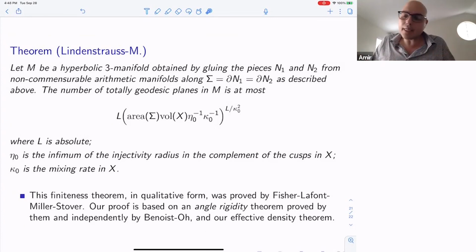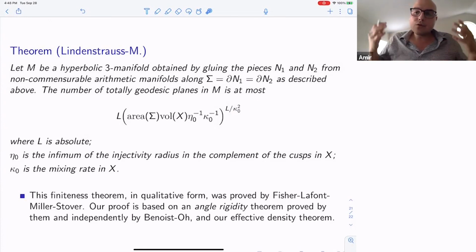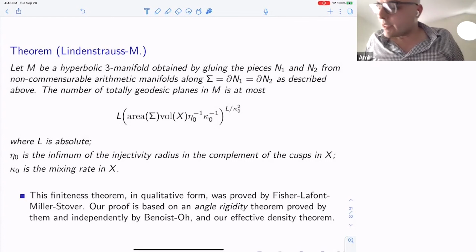And the bounds depend on coarse properties of the manifold. So there's the volume, there's the area of this surface that you glued along, and basically the spectral gap of the ambient manifold. So there are very explicit properties.